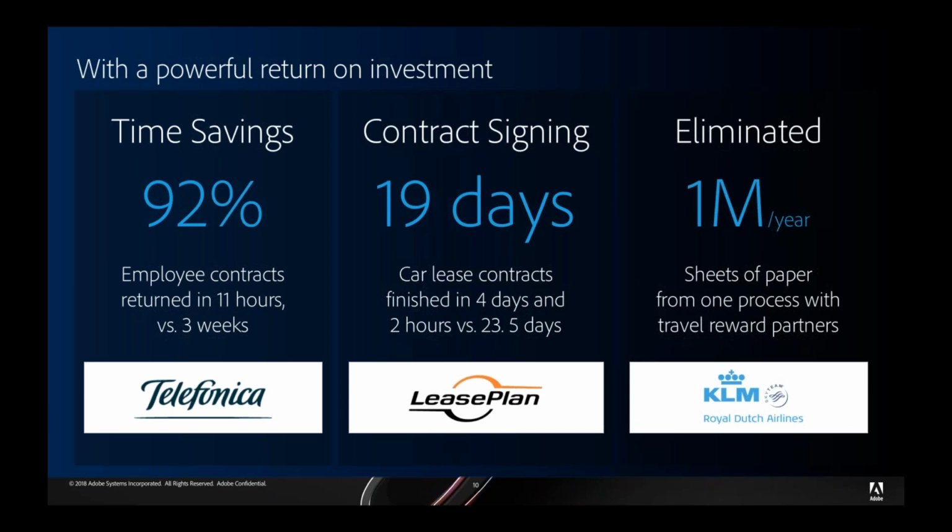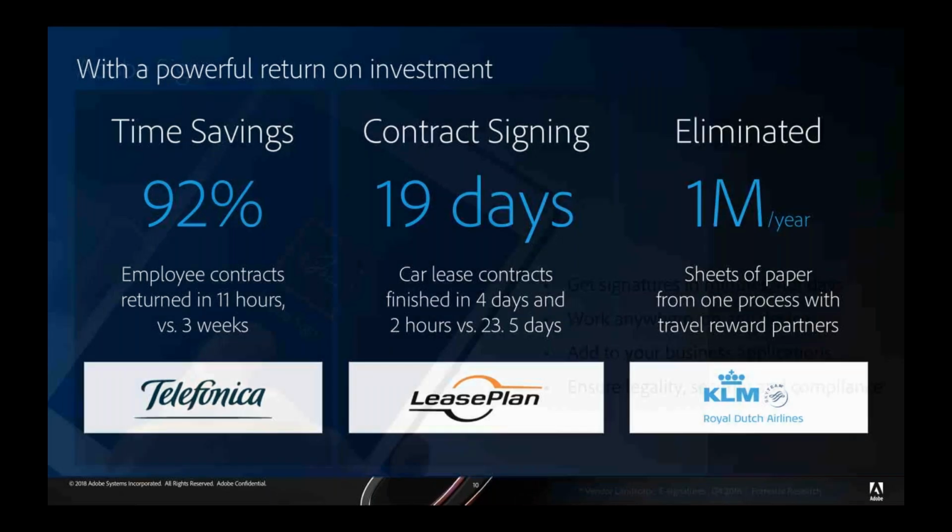And then KLM, they took just one business process, managing their travel reward programs with partners, and eliminated the printing of 1 million sheets of paper in a single year. So again, these are bigger companies. Obviously, the benefits from a numbers perspective become bigger and bigger, but the benefits are there for everybody.